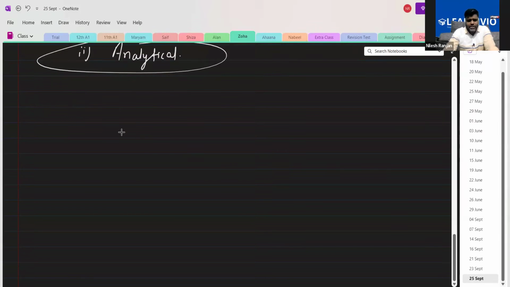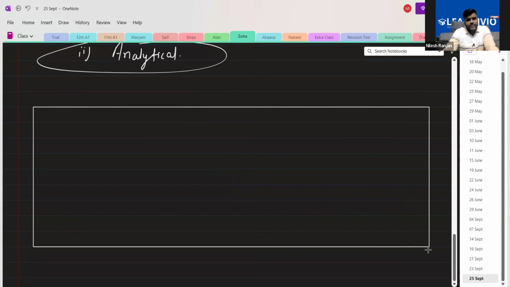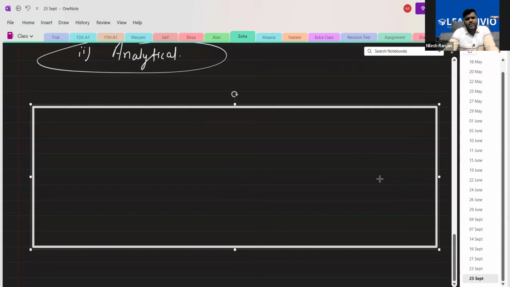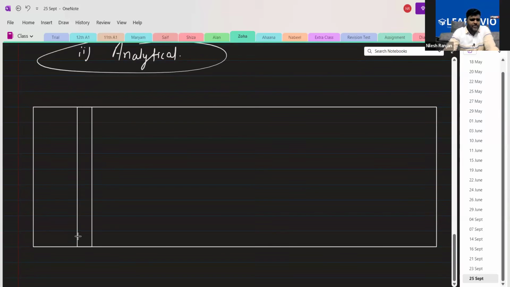Some of the columns you can change. It is not a fixed method. No, you have to draw like this. No, that is not a problem here. You can change this a little bit. Like I will write cash amount received, and then I will write cash book folio here.